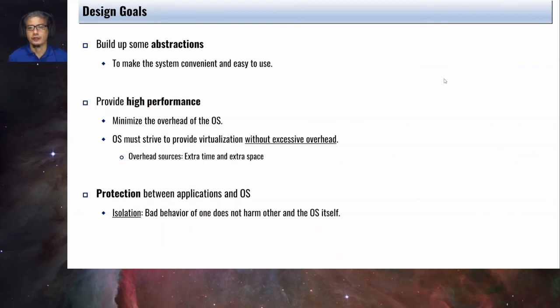Then another goal is protection between applications and between applications and the OS. The OS is a special piece of software, so it should be untouched by other applications. And one application should also be protected from another application. So there is a concept of isolation so that the bad behavior of one program will not affect the execution of another program.